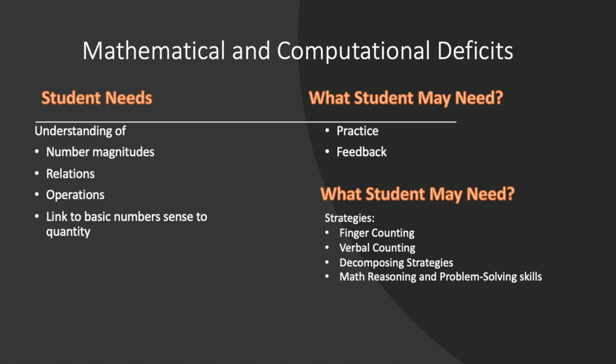And what do they need? Well, they need number magnitudes. They need to understand relationships. They need operations. They need to link basic number sense to a quantity. They will have to have a lot of practice in this. They'll have to have continuous feedback. Things that you can do for younger students are finger counting, verbal counting, decomposing strategies, math reasoning, and problem solving.